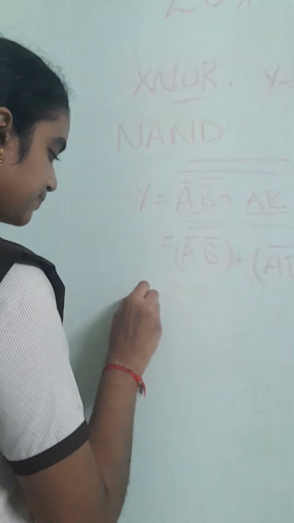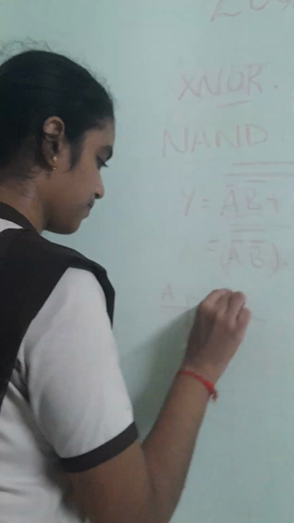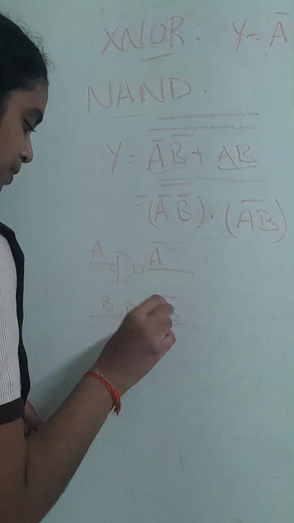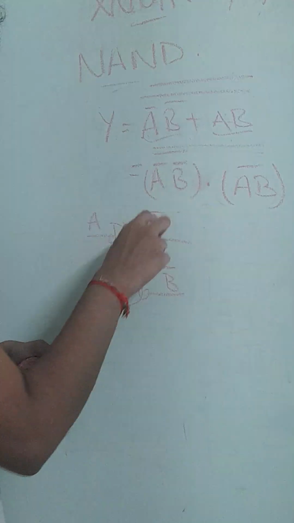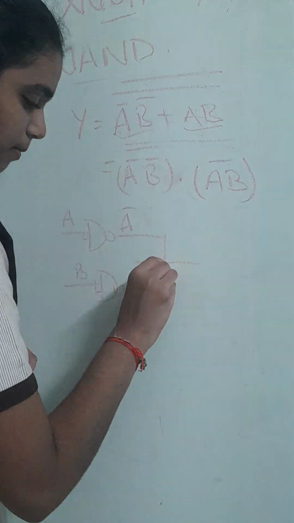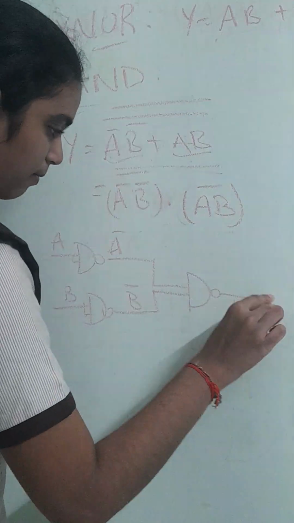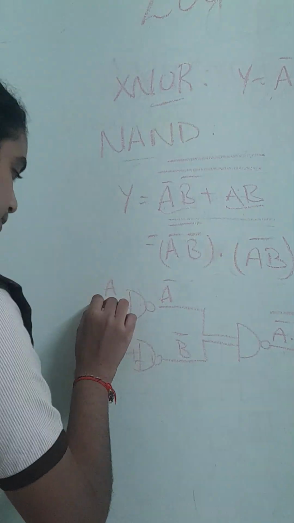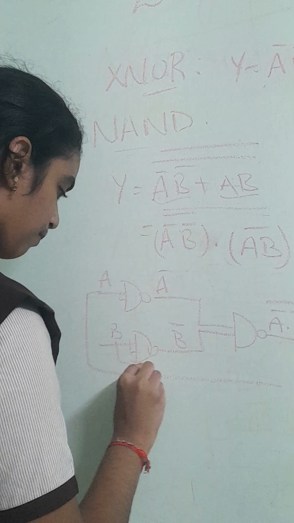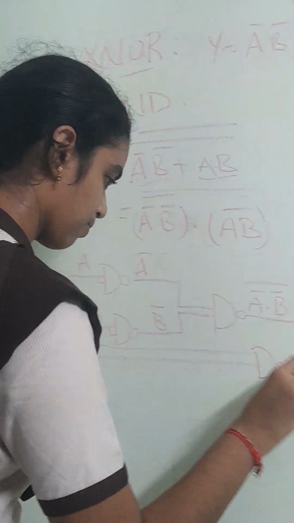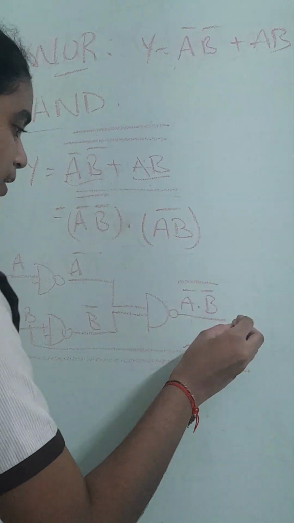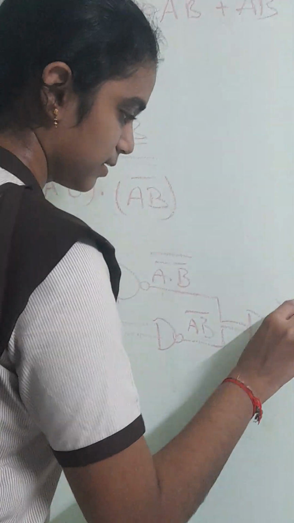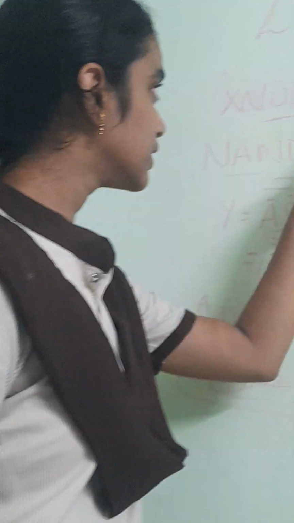Now let me represent it. A bar, B bar. Now let's see A bar B bar. So A bar into B bar whole bar. Then A B bar. So let me connect these two also. So A B whole bar. Now if we connect these two, we will be getting the desired output as Y. So this is a conversion of an XNOR gate to NAND gate.